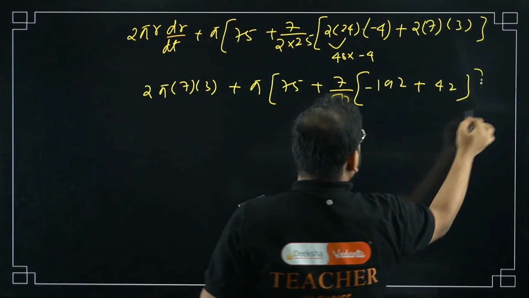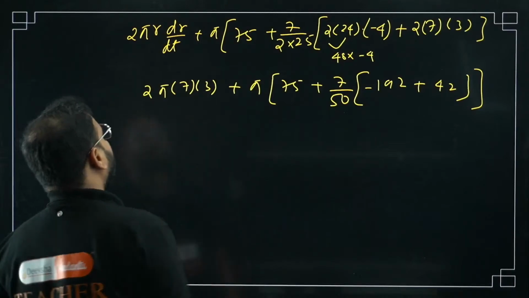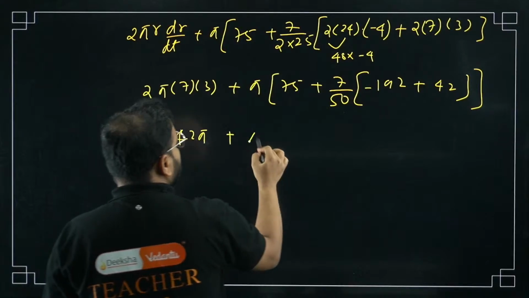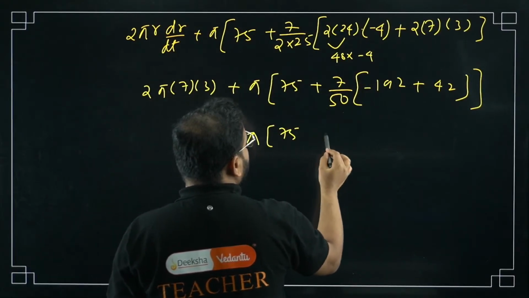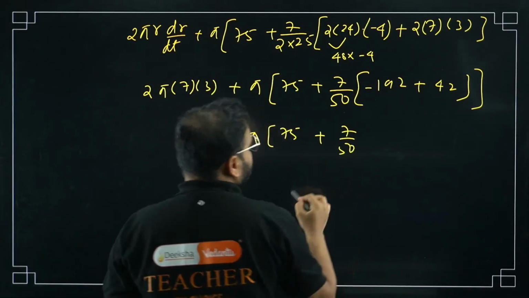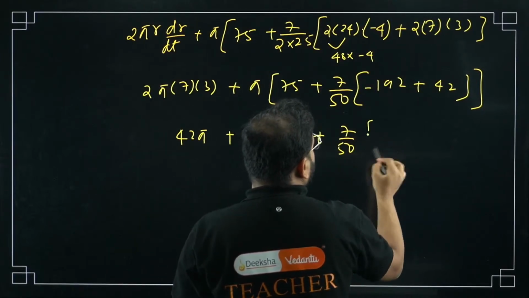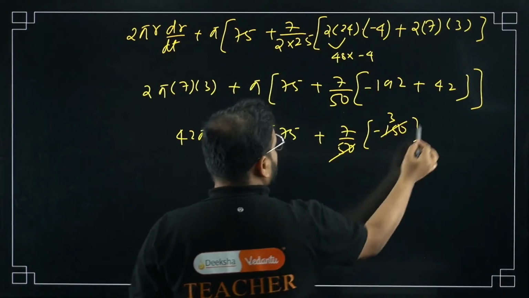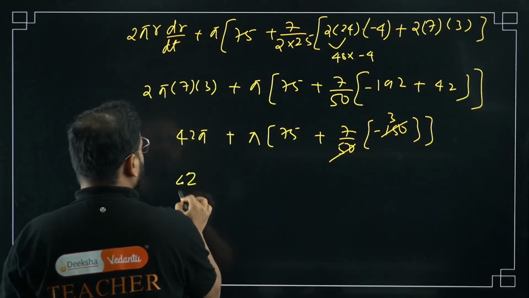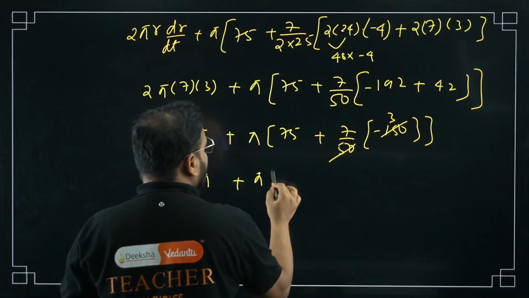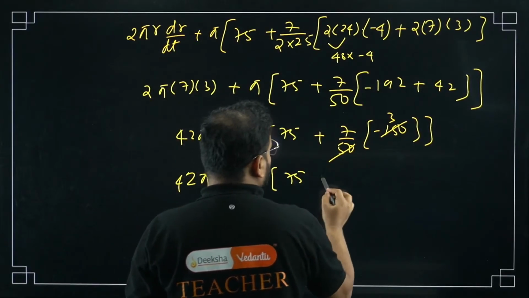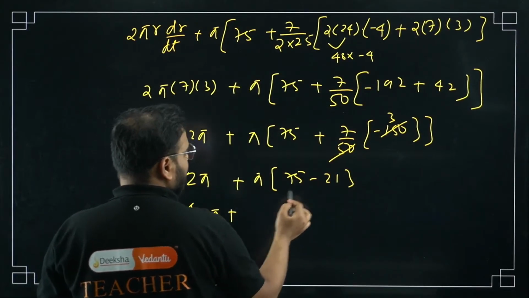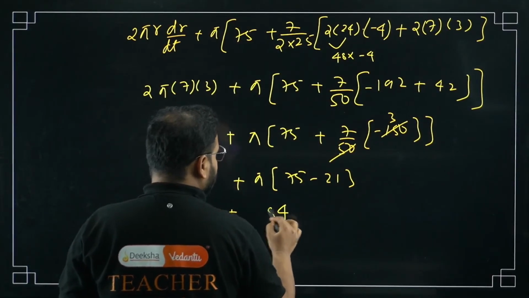All right. So I'm ending up here with 42 pi plus pi times of 75 plus 7 by 50, into minus 150. This is going to be 3. I'll end up with 42 pi plus pi times of 75 minus 21. So 42 pi plus 54 pi.